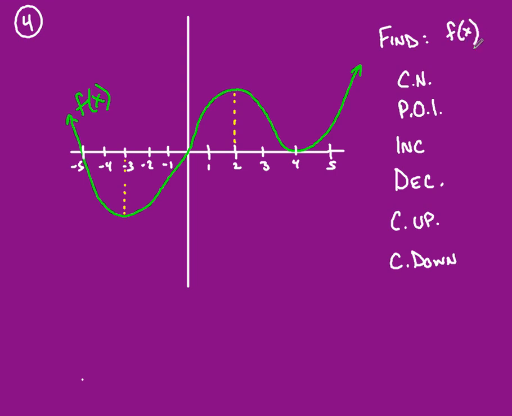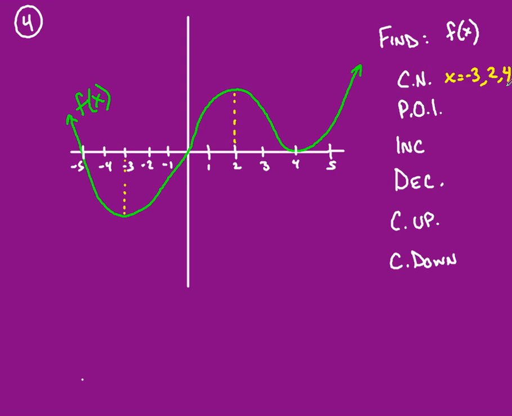Now, if the graph they give you is f of x, like it is in this case, this is really easy to find. So, first off, we would look for critical numbers. Critical numbers are points that would be maximums or minimums when we change from increasing to decreasing. So those should be pretty easy to spot. A minimum occurs at x equals negative 3, a maximum occurs at x equals negative 2, and a minimum here at x equals 4. Those are critical numbers because they go from increasing to decreasing or vice versa.